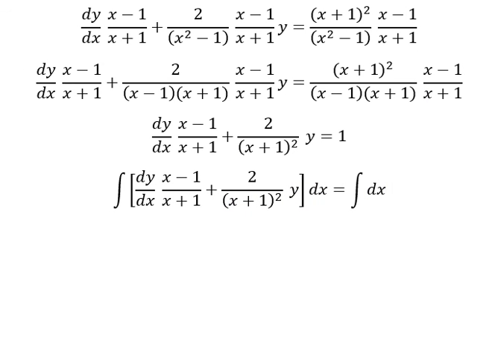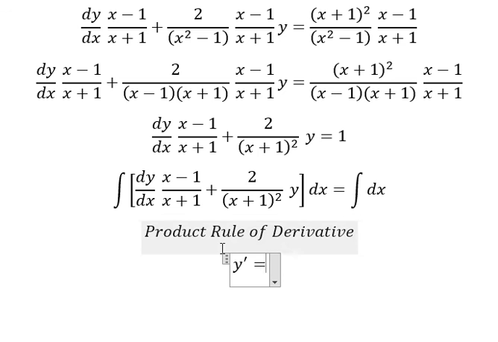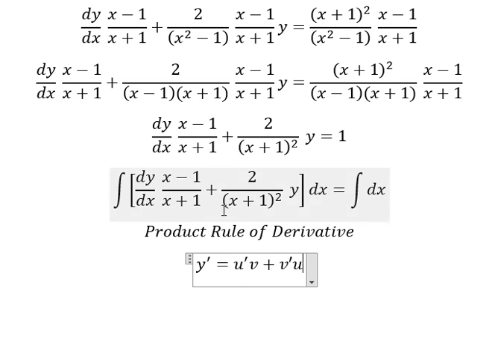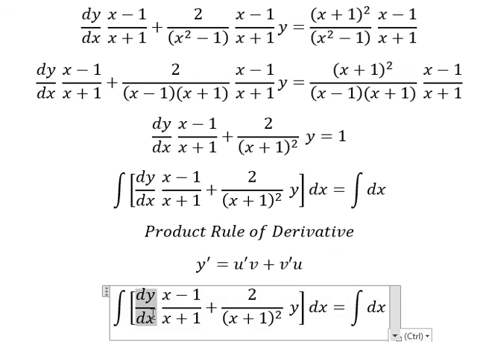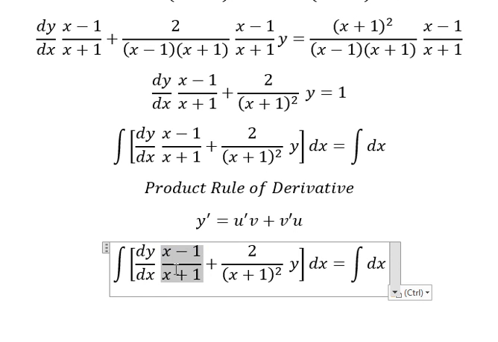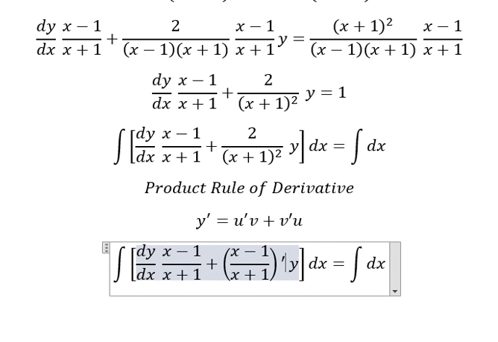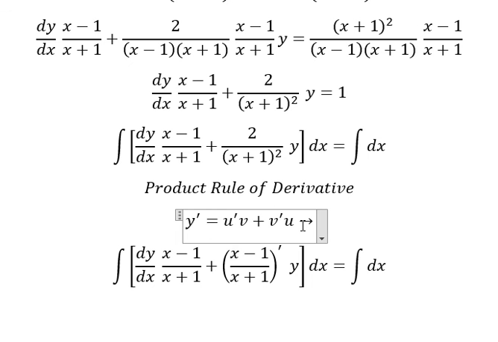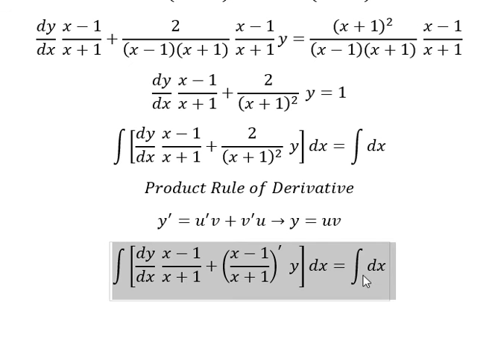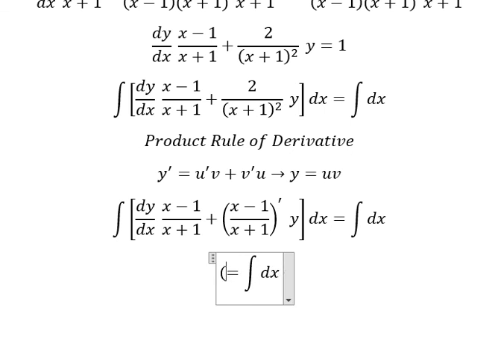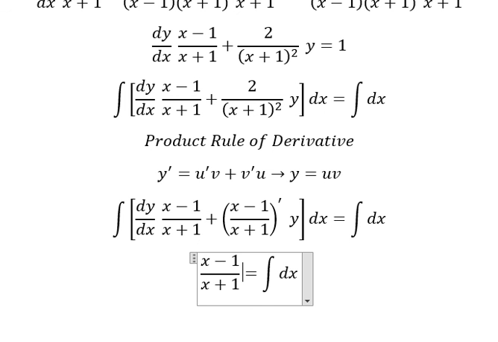Now we can apply the product rule of derivative. If we take the first derivative of y with uv, you get the first derivative of u multiplied by v plus the first derivative of v multiplied by u. So if we look carefully, this is the first derivative of u multiplied by v, and this is the first derivative of v multiplied by u. So if we do this integration, you get y equals uv. That means this integration gives s minus 1 over s plus 1 multiplied by y. The integration of this one gives s plus c.